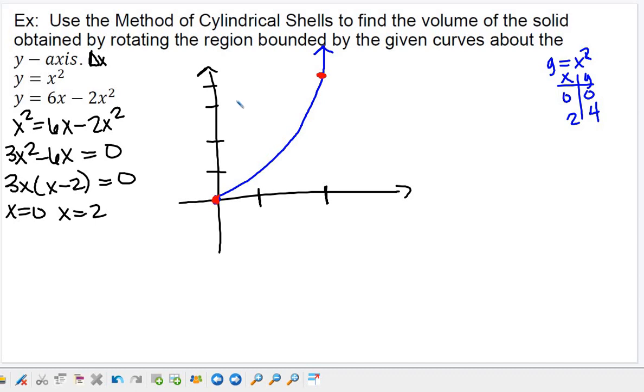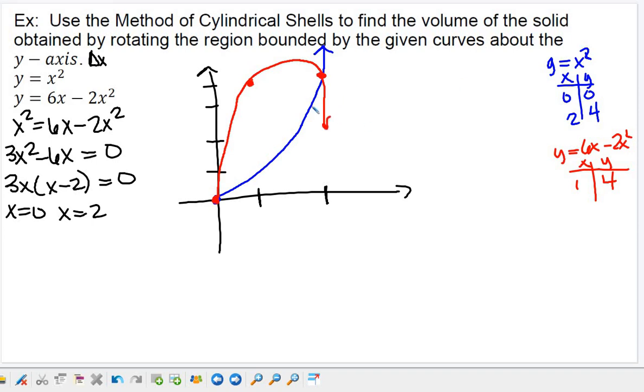I probably need to find a point here to get an idea of where I'm going. So I'm going to see where it's at 1, just to get an idea of where I'm going. So 6 minus 2 is 4. So the peak happens somewhere between that. 1, oops, sorry. 1, oh my gosh. There we go. And so we're going to have a nice little parabola that comes back down like that.